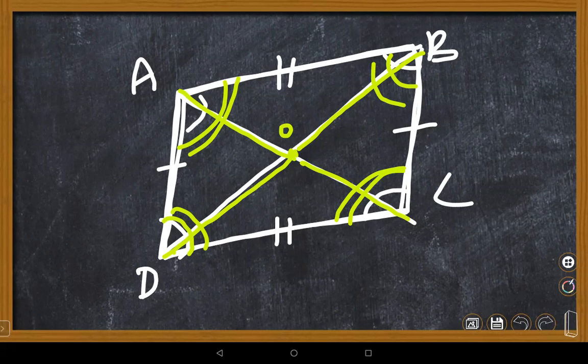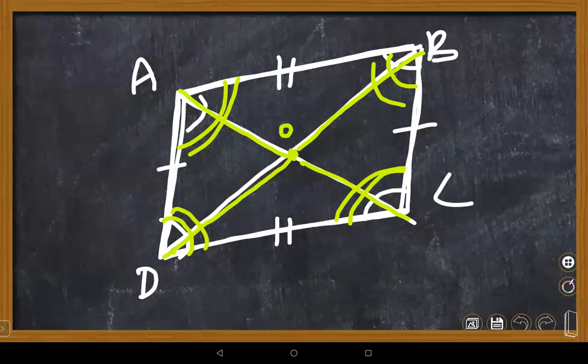Lalit, you're asking whether these diagonals are equal or not, right? Which shape are we taking? Parallelogram, right? Yes, parallelogram diagonals are not equal. Diagonals are equal only for a rectangle and a square. But opposite angles are equal.